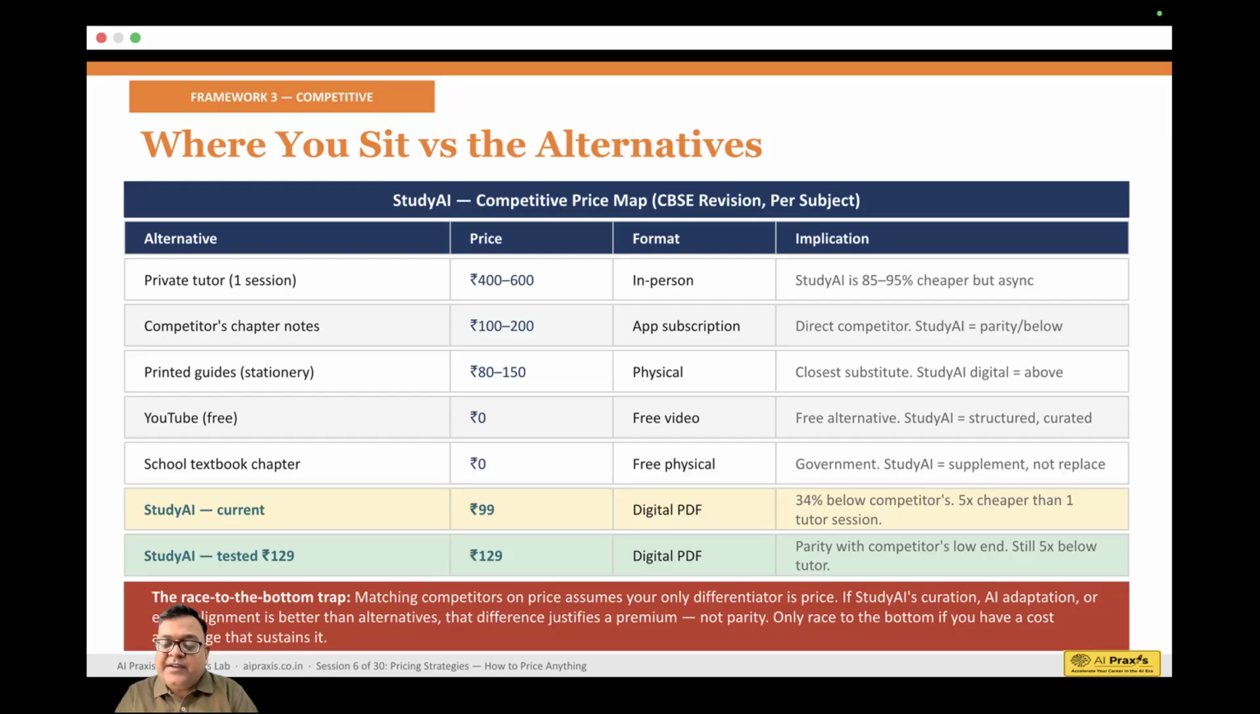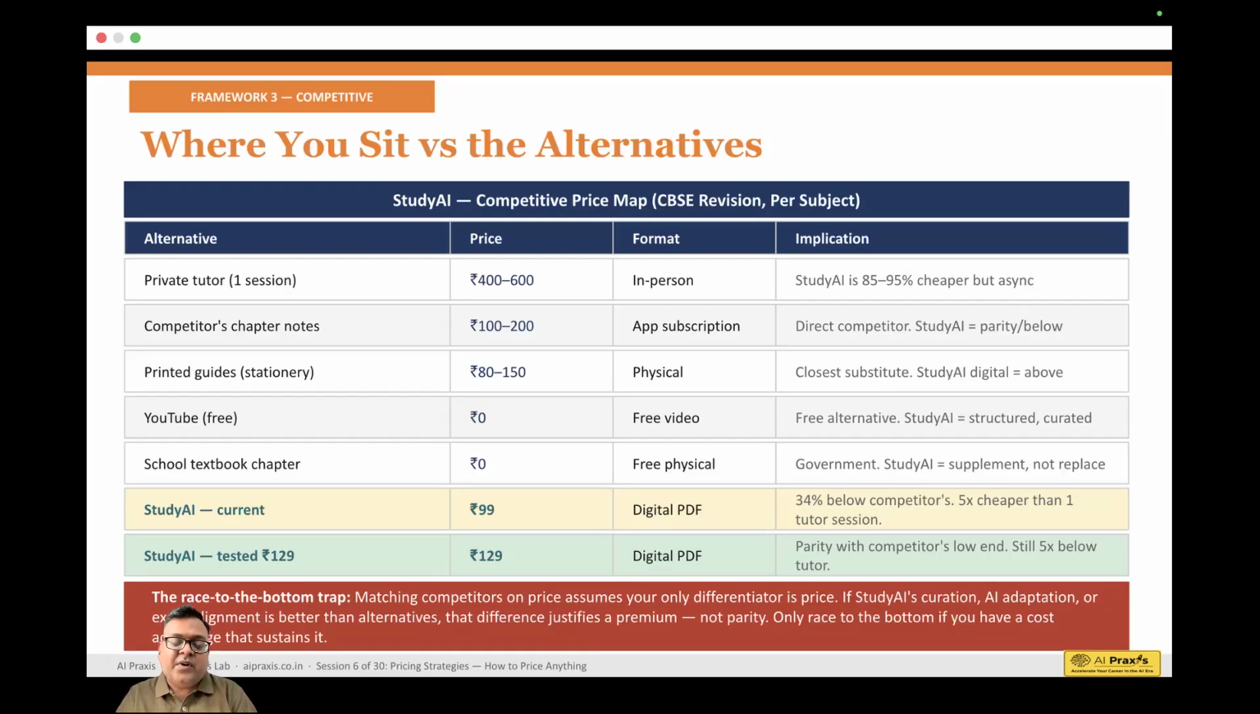Okay. 5 times cheaper than one tuition session. You can do all the math from the above numbers. Study AI tested 129, digital PDF, quite close to the price that your competitor is offering. So competitor's low end is still 5x below tutor.